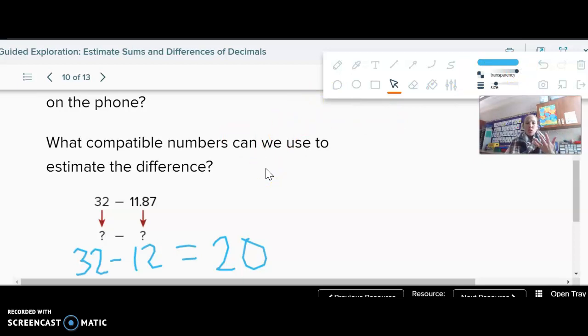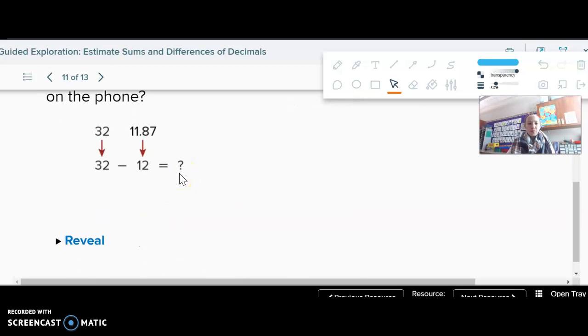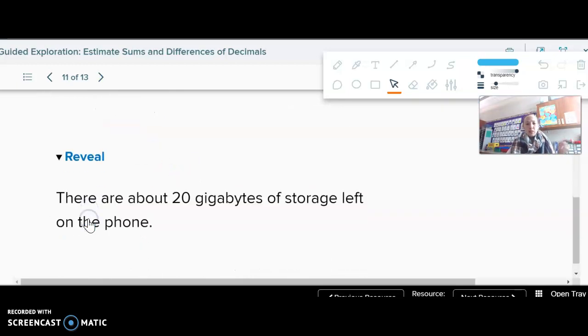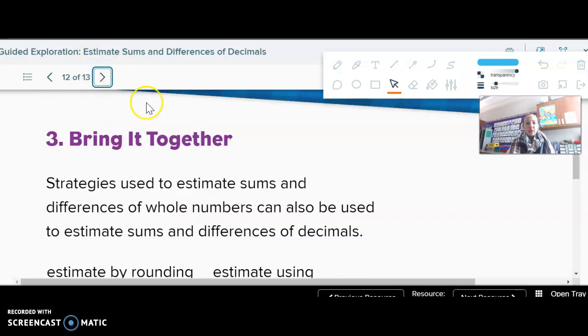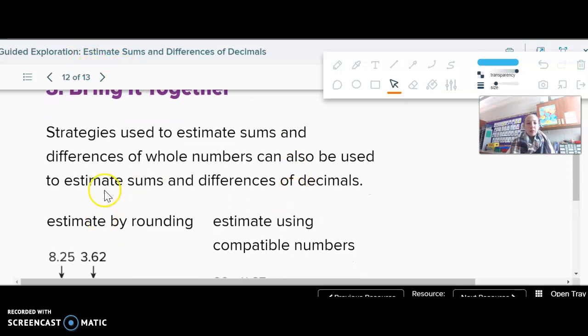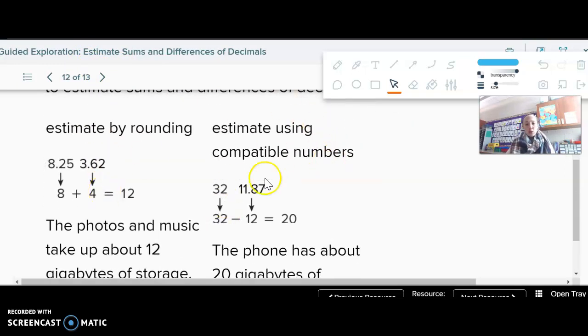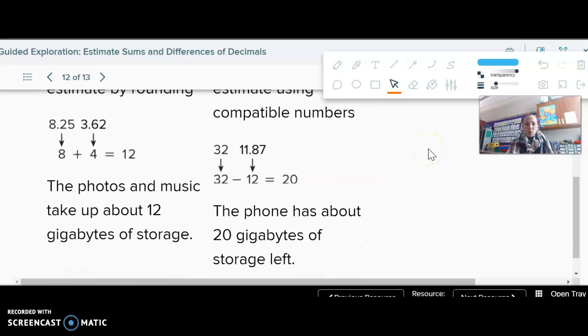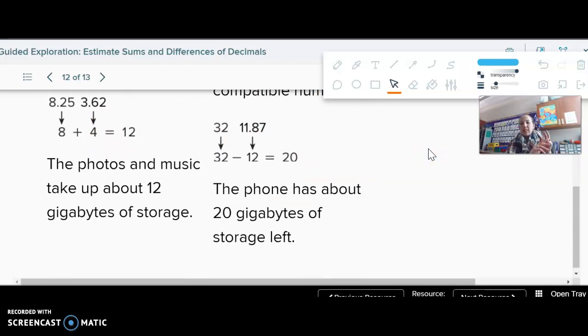Like if I did 30 and 12, those are maybe a little harder to subtract in my head. So that's why I pick numbers that go well together. So we say about 20 gigabytes left. So yes, we can estimate by rounding, or we can do compatible numbers, meaning numbers that go well together. I like to call that special rounding. We'll see more of that when we get to division.